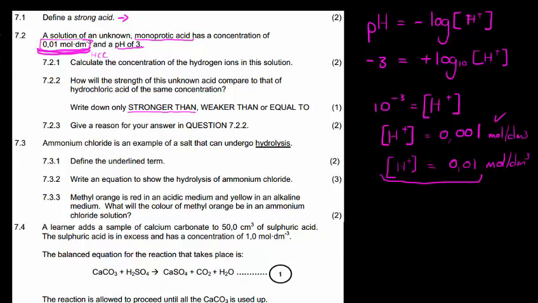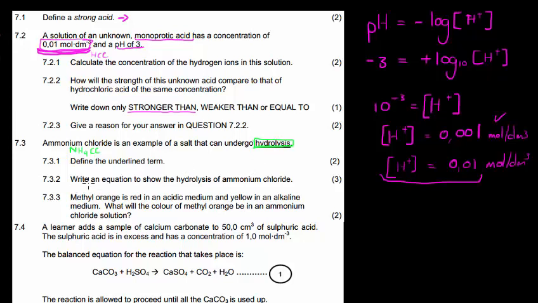Ammonium chloride, that is NH4Cl. Ammonium chloride is an example of a salt that can undergo hydrolysis. Okay? Define the underlying term. What is hydrolysis? It's dissociation of salt to produce a weak acid or base. Okay, dissociation of salt in water. Yeah, that's where the hydro comes from. Dissociation of salt in water to produce a weak acid or a weak base.